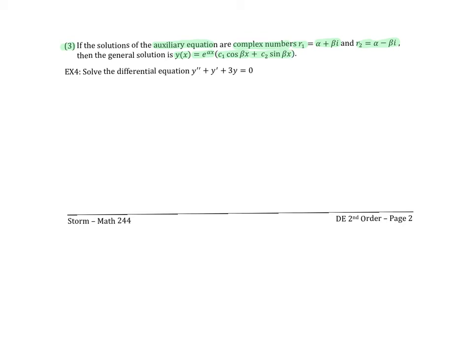In example 4, we're going to solve this differential equation. Notice that this particular differential equation, if I look at the auxiliary equation, which would be r squared plus r plus 3 equal to 0, this is not factorable, which means I have to use the quadratic formula, which means r is equal to -1 plus or minus the square root of -1 squared, so 1 minus 4 times, remember it's 4 times a times c, which is simply 3, all over 2 times a. In this case, a is 1, so it's just 2.